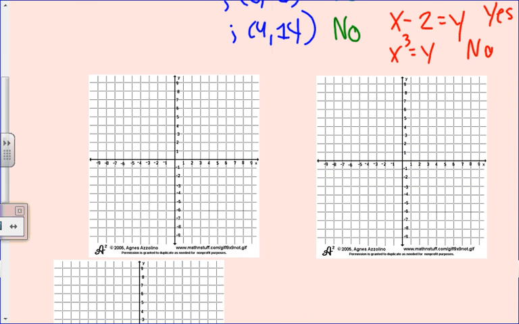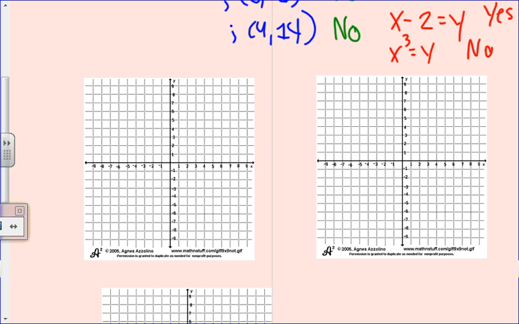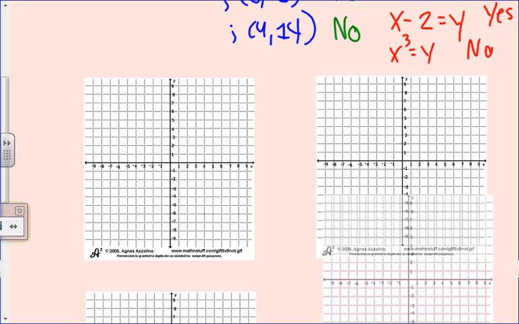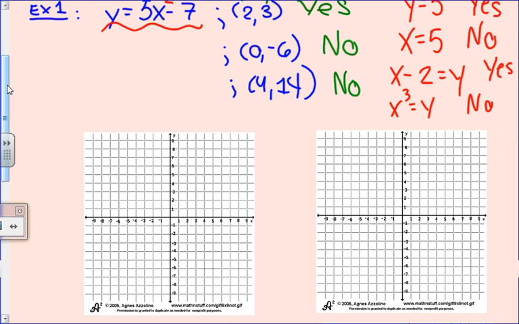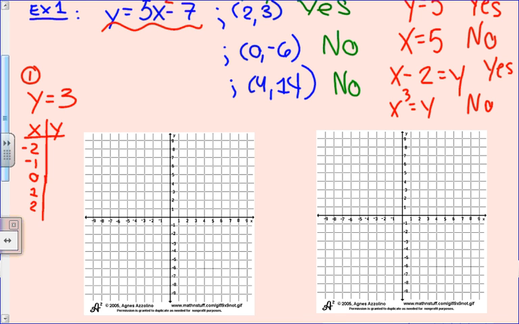Alright, so the next thing I want to do is take a look at some graphs. The first type I want to talk about is when there's only the y by itself. So let's do y equals 3. What I'm essentially saying when I do points like this is I can put in anything that I want. I want some negatives, I want 0, I want some positives. So I'm going to do -2, -1, 0, 1. There's nothing to plug into that, so no matter what, my y is 3.